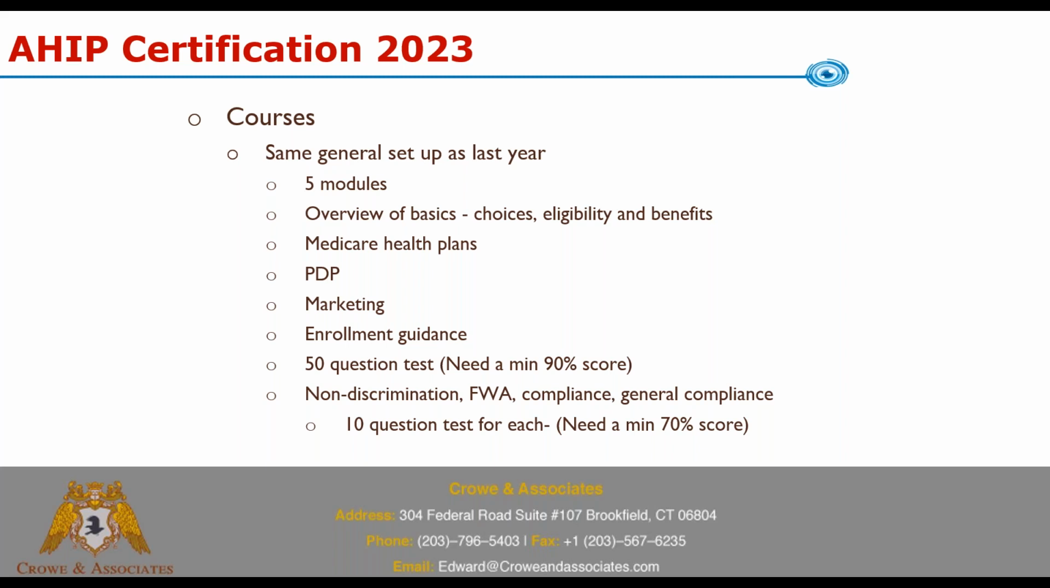You still have to take the 3 other smaller courses: the non-discrimination, the FWA, compliance, and the general compliance. And those tests are 10 questions each. They're pretty easy, and you only need a 70 on those. So you do the main AHIP, that's the hard one. Not hard, but that's the bigger test. Need a 90. Then when you're done, just remember to do the 3 other tests in there to complete the course.